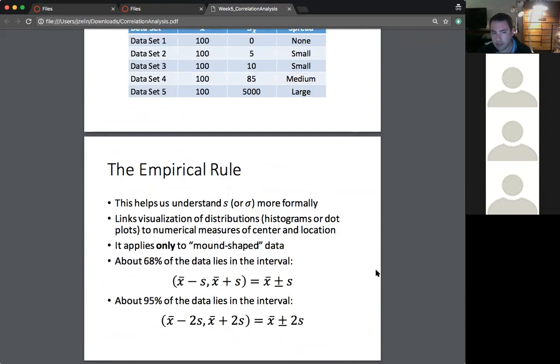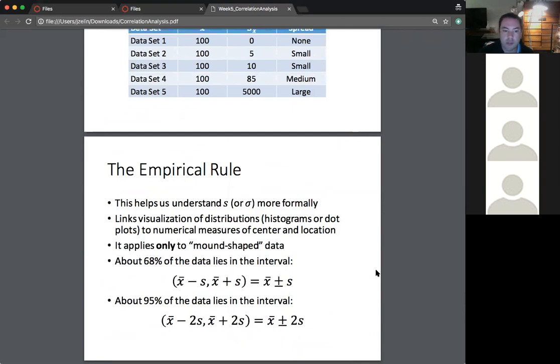And secondly, we can then use the idea of z-scores, right? The idea of z-scores is that we can standardize any data set and apply it to a distribution where the mean is 0 and the standard deviation is 1.